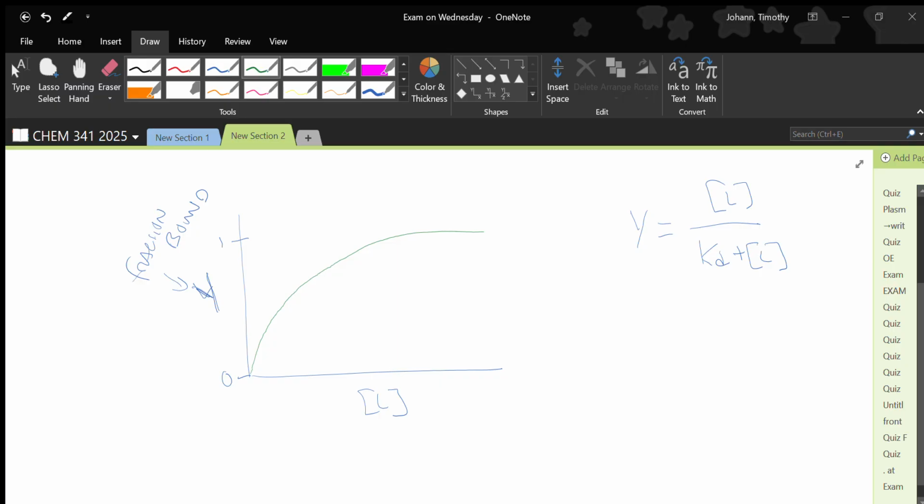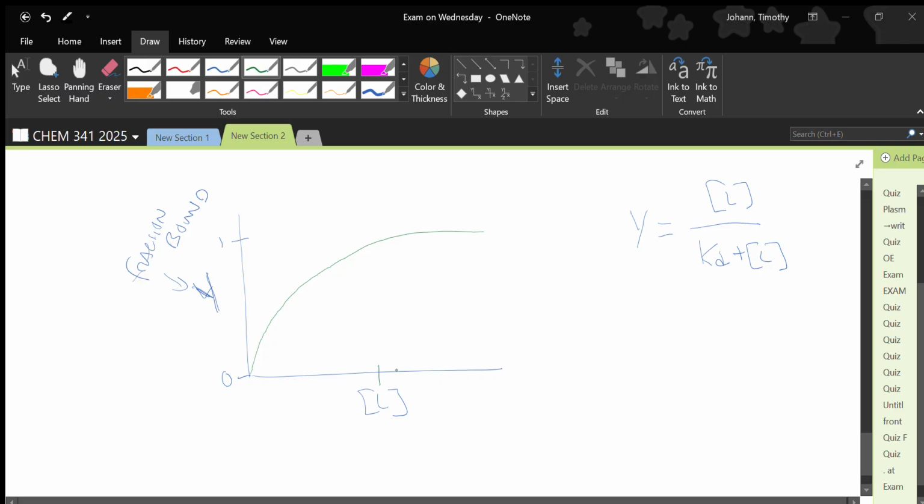So let's say on the bottom here, I had, I don't know, 1 nanomolar. This is 2 nanomolar.